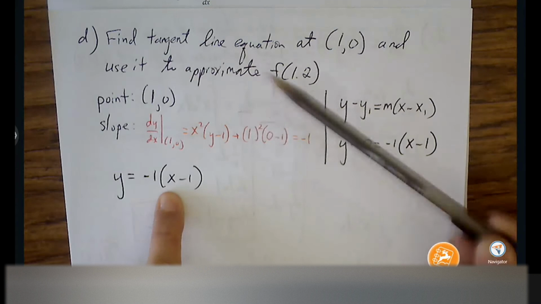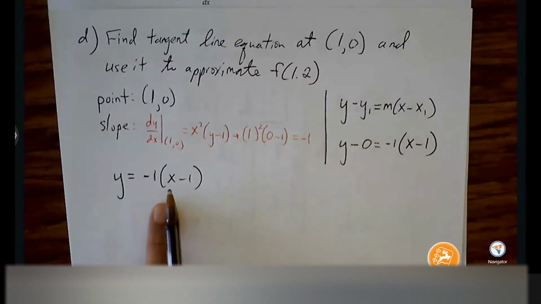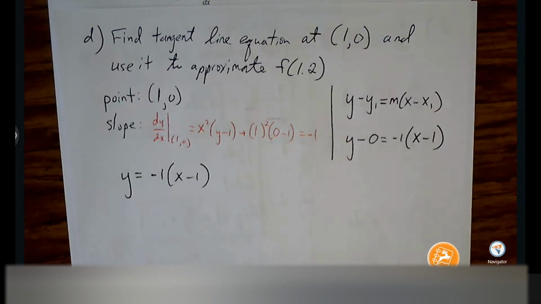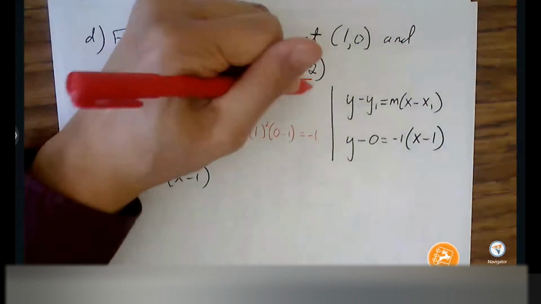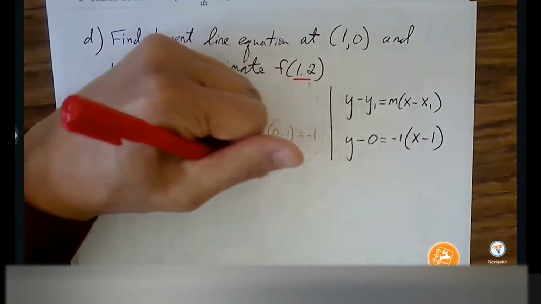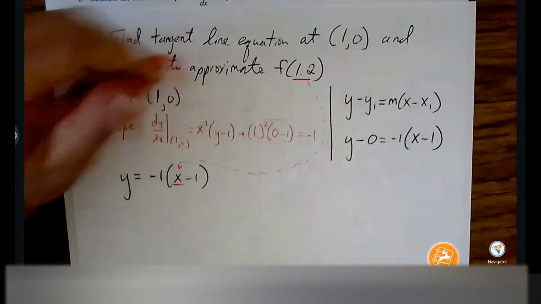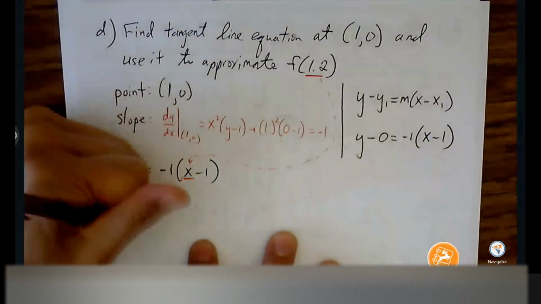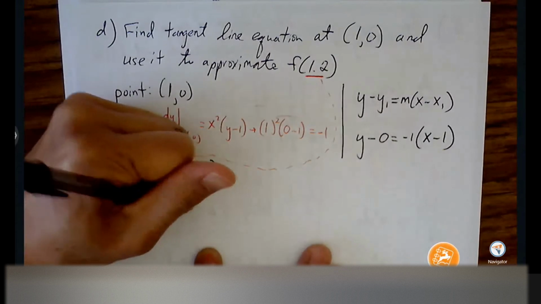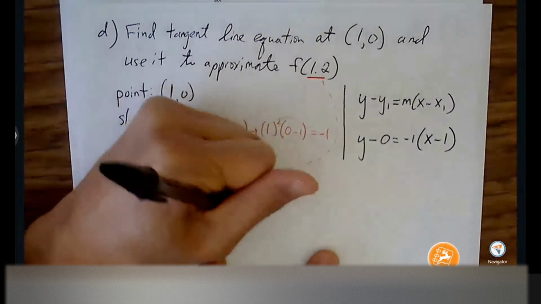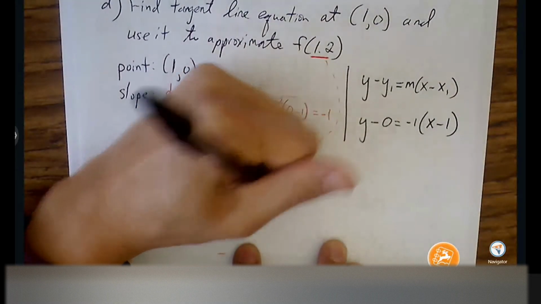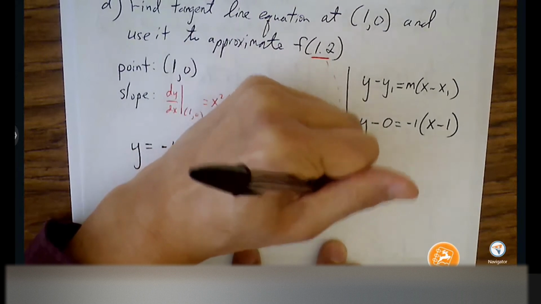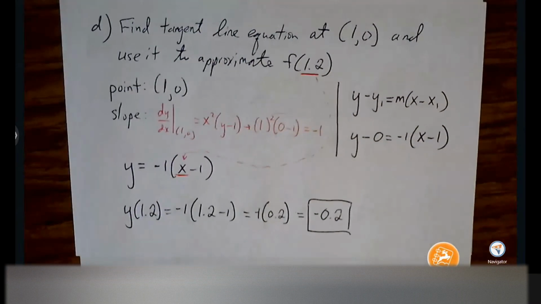So linear approximation, it sounds complicated, but really you're just updating your tangent line equation to approximate a specific value. You're just plugging a value in. So exactly right. We'll take that 1.2 and insert it into the x. -1 times 0.2. Negative 0.2. All right. Everybody good with that?